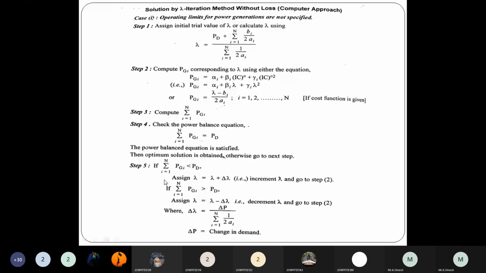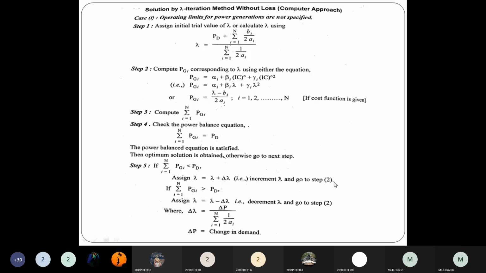What is the next step? If the summation of PGi for i equal to 1 to n is less than PD, this is the first case I have to analyze. The optimum is not obtained, so I have to check whether it is greater or lesser. The first condition is lesser: I am checking PGi is less than PD. So I have to increment my cost function lambda, that is lambda plus del lambda. I have to increment one step.